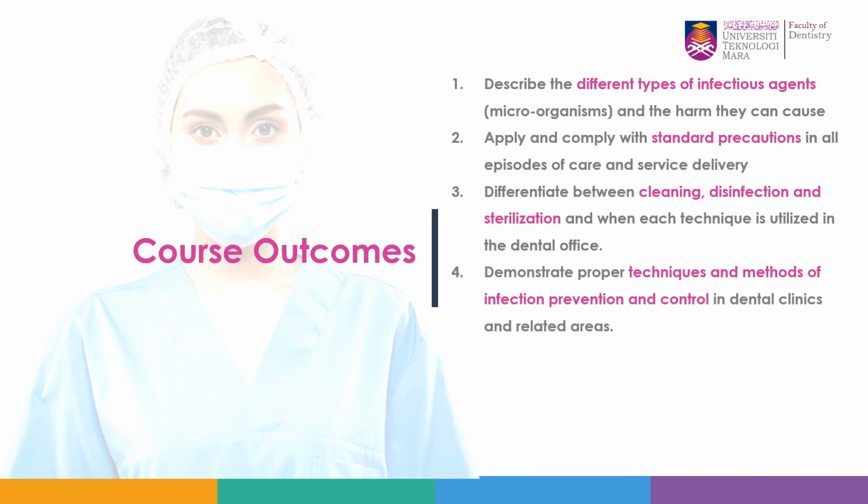Number 4, to demonstrate proper techniques and methods of infection prevention and control in dental clinics and related areas, right? These are very big. Number 4 is quite big because it has a lot going on in the techniques itself, okay? There is waste management that you need to know, which waste goes to which bin that we have prepared in the clinic, all right? There are 3 bins and you have to know what goes in each. That's one example for number 4.